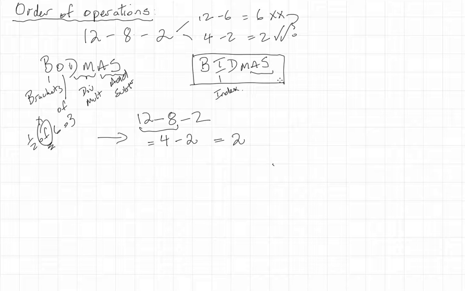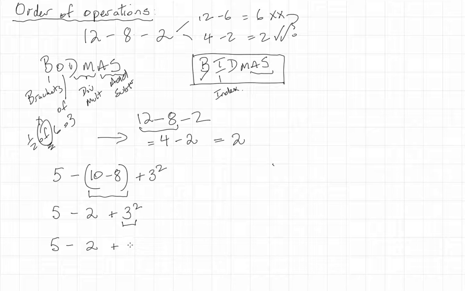Maybe if I do a few more examples, that will help you. So if we had, say, 5 minus (10 minus 8) plus 3 squared. We scan through and ask, are there any brackets? B stands for brackets. So yes, there are. So we do the brackets first. So we've got 5 minus 2 plus 3 squared. I've done the brackets. Are there any indexes or powers? Yes, there are. So this is the next one we do. We just write the rest down: 5 minus 2 plus 3 squared is 9.